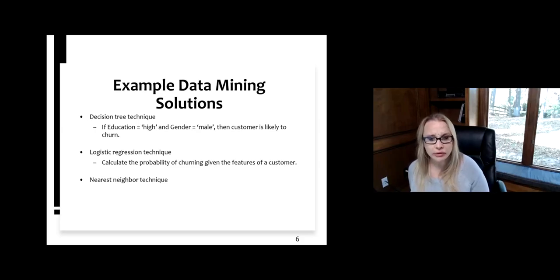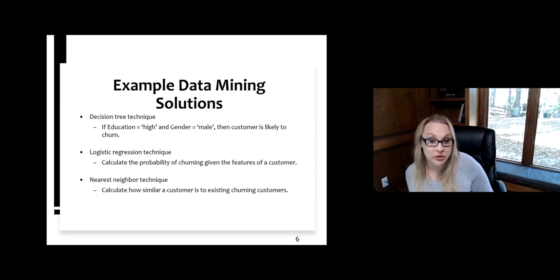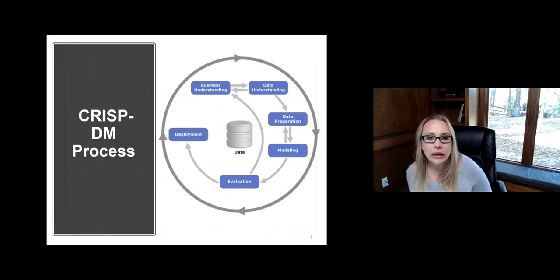A logistic regression technique will be another example that we have. And what we do is we calculate the probability of churning given the features of that customer. And then another example is the nearest neighbor technique. And in this example, we calculate how similar our customer is to existing customers who have churned. And so these are just a couple of examples, and there are many, many more types of techniques.